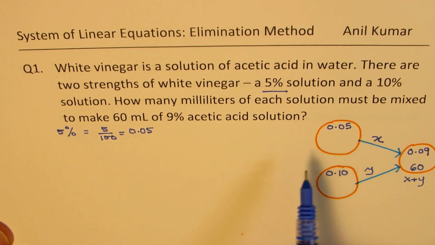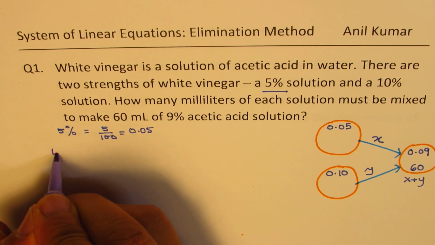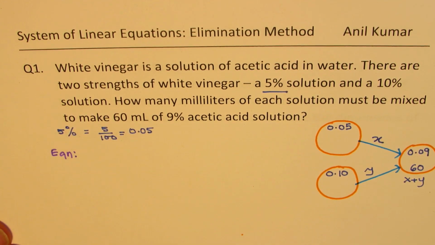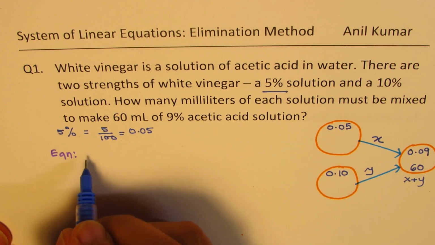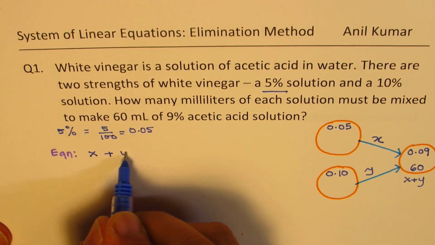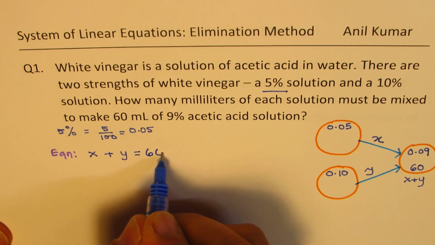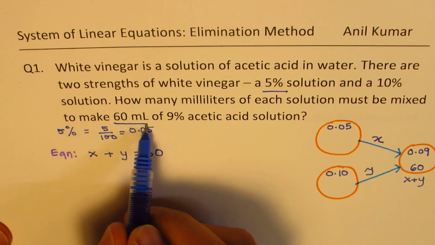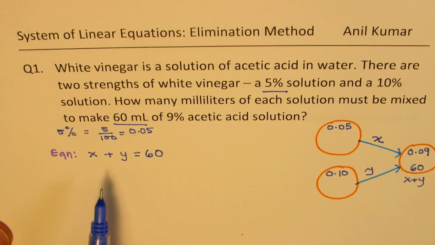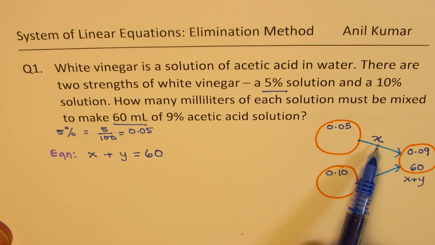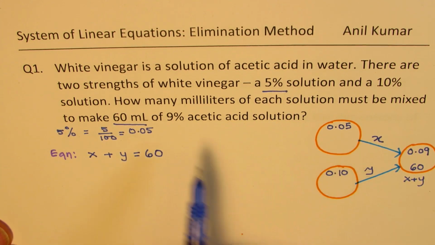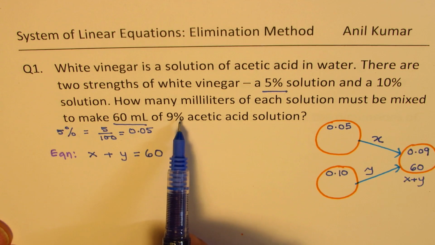Now let us see how to form equations from this given information. That is very important to understand. One equation clearly is that the total amount X plus Y is 60. So we get one equation which is X plus Y equals 60, since we want to make 60 milliliters of total. The second one we can get using the strengths.